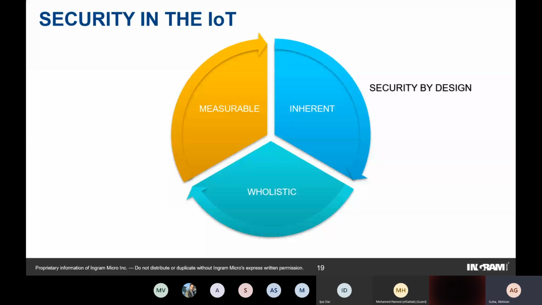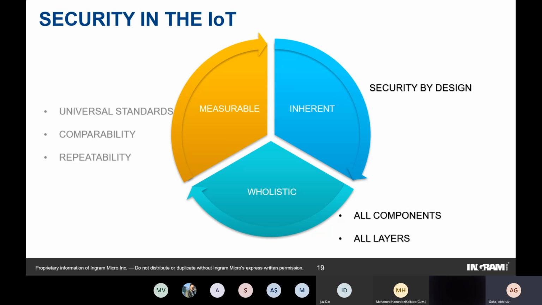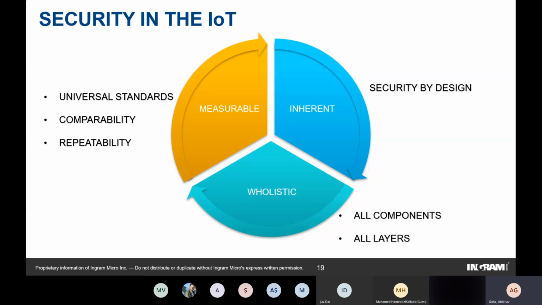So, considering security by design, keeping all components and all layers in mind, designing security at all levels, right from your hardware all the way up to your applications. And of course, having it measurable, having standards and compliance models to measure your security posture against.